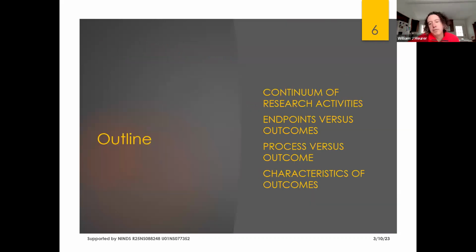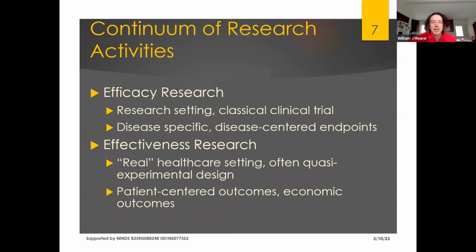So the main four types of things that I want to cover in this preliminary part of the talk, and then I'll hand things over to Chris, and then we'll have a discussion, is thinking about the continuum of research activities, the concept of endpoints versus outcomes, process versus an outcome, and characteristics of outcomes. What are some things that make outcomes be outcomes?